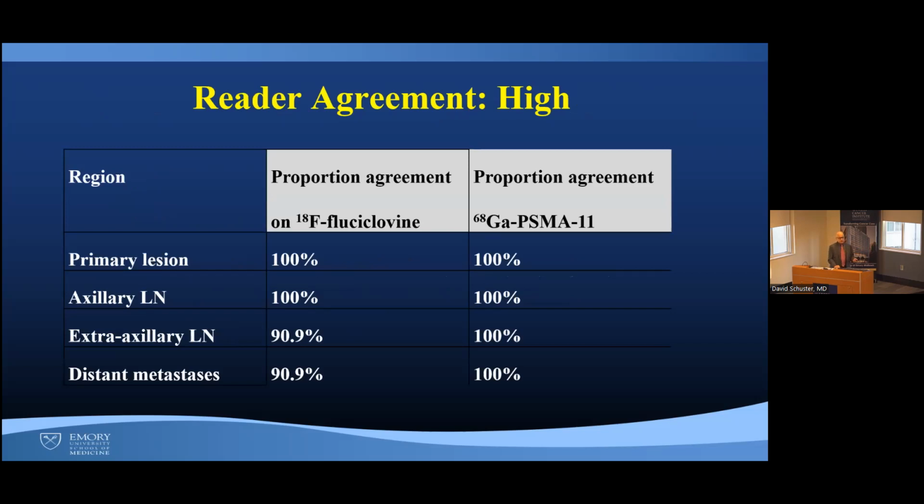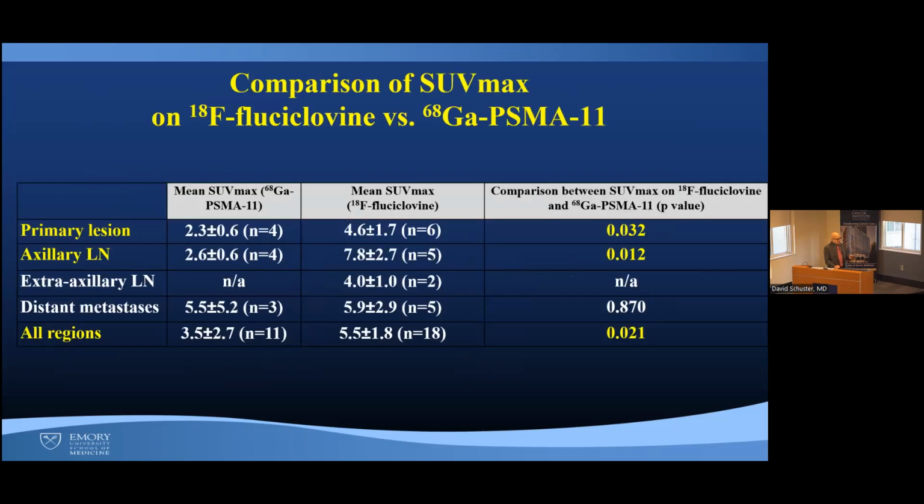Now, when we look at the reader agreement, it was very high. It was 90 to 100%. Slightly better with PSMA 11 than with fluciclovine, but still very high. Now, one of the reasons for detection was the fact that there was more intense uptake with fluciclovine versus PSMA 11. So if we look at comparison on SUV max on fluciclovine and gallium PSMA, and again, we're just comparing the 2 PET techniques here because conventional imaging is not going to have radiotracer involved.